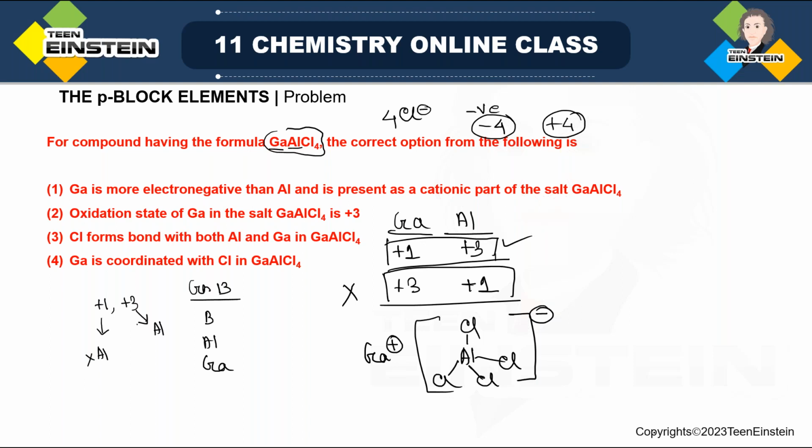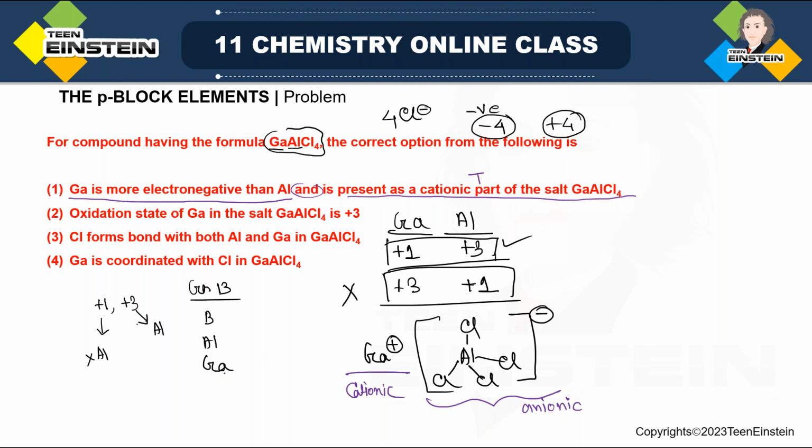Now look at the options. The first one is saying Ga is more electronegative than Al and is present as a cationic part. Now here, in the structure that I have just drawn, this is the cationic part, this is the anionic part. In the anionic part, we do not have Ga, but in the cationic part we have. That means the first option is basically a combination of two statements. This is one statement, then "and", then the second statement. So the second statement is basically true. But is the first statement true?